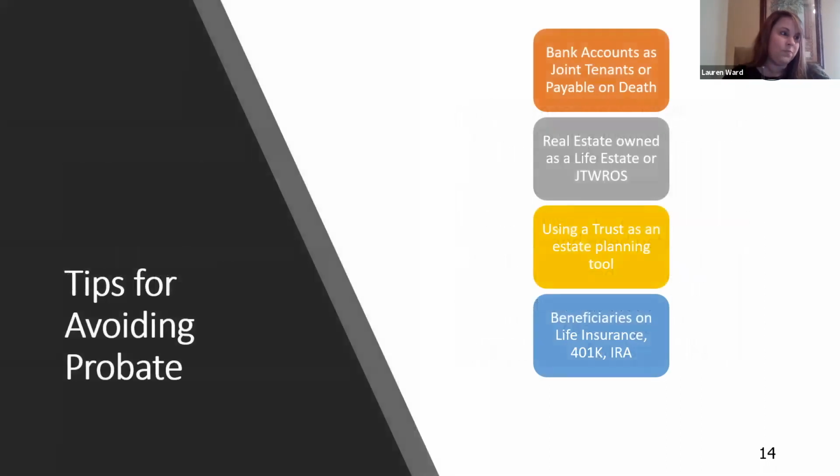So real quick, I always like to give you some quick tips for avoiding probate. We can have bank accounts as joint tenants with right of survivorship or payable on death. We can have real estate owned as a life estate, by a trust, or as joint tenants with right of survivorship. We can use a trust as a really good estate planning tool to have our assets held to avoid probate, and make sure we have beneficiaries updated on things like life insurance, 401(k)s, and IRAs.